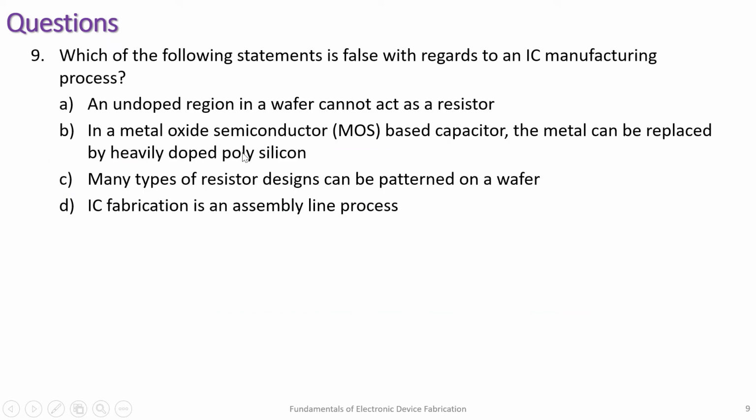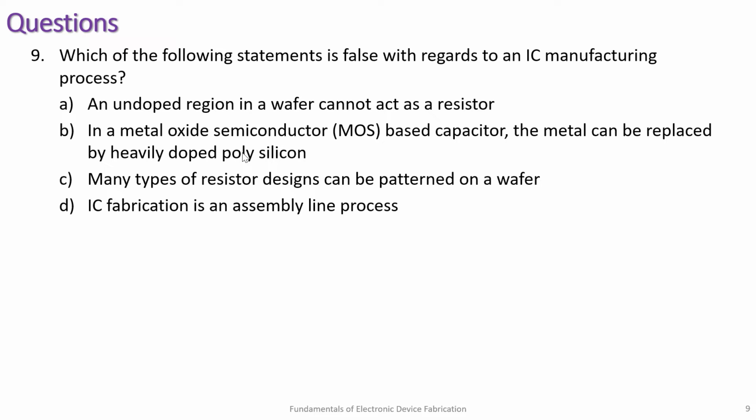So next we will move on to the question. Which of the following statements is false with regards to an IC manufacturing process? An undoped region in a wafer cannot act as a resistor. In a metal oxide semiconductor based capacitor, metal can be replaced by heavily doped polysilicon. Many types of resistors can be patterned on a wafer. IC fabrication is an assembly line process. So one of these statements is wrong. Which statement among these is wrong?